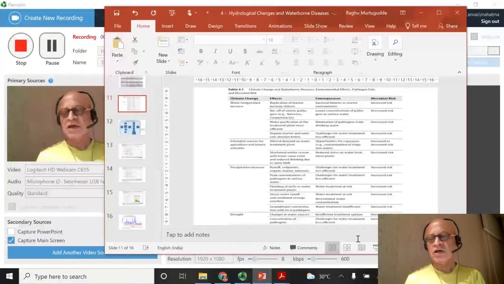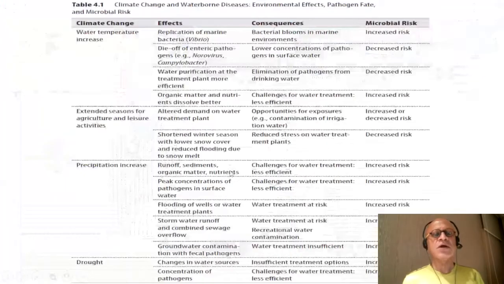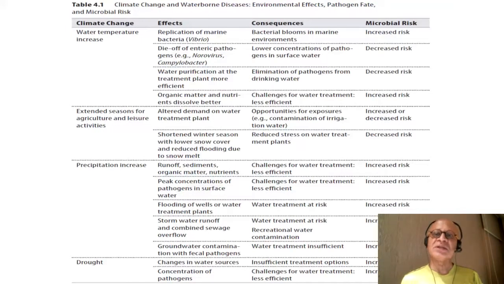So this is again a short chapter, but to look at adaptation strategies against waterborne diseases, we again have to understand climate change and waterborne diseases in terms of environmental effects, pathogen fate, and microbial risks. So you have to know the risks to have adaptation strategies to mitigate those risks, right? That's the main goal.